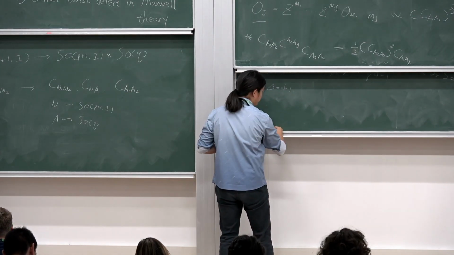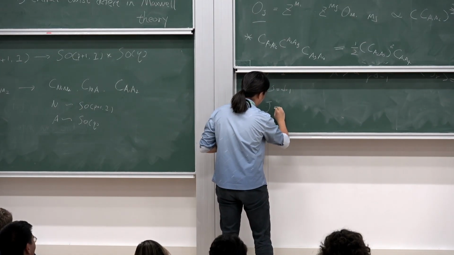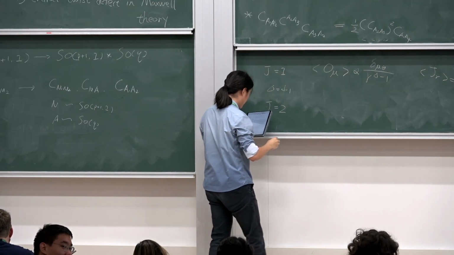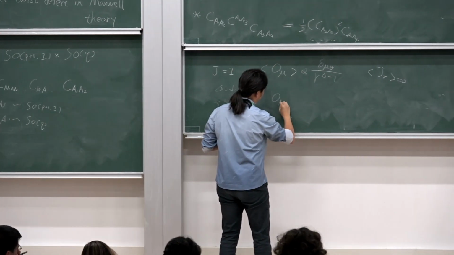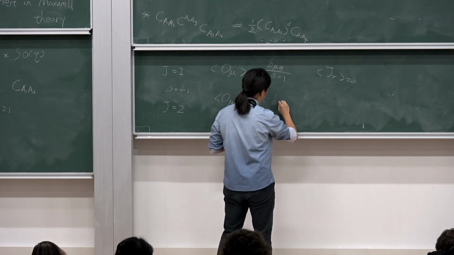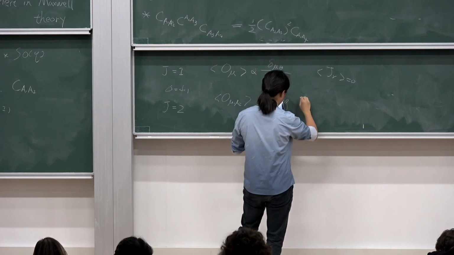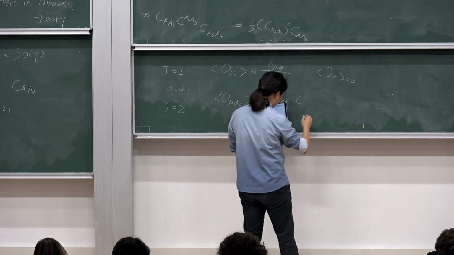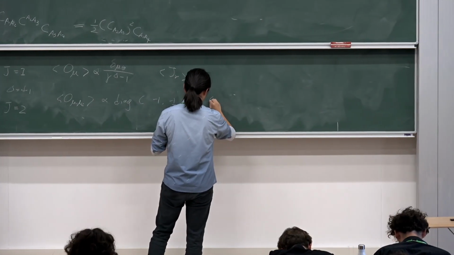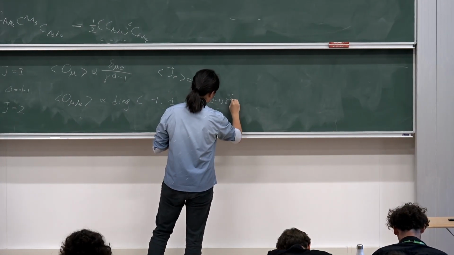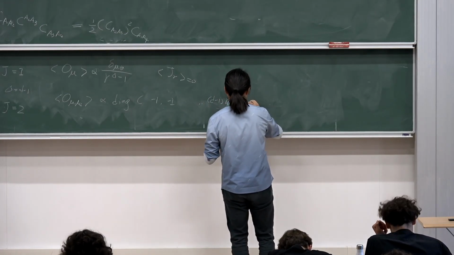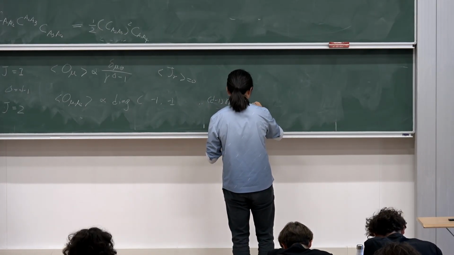Now for j equal to 2, which we are also going to discuss, you can do a similar thing. And the result is such that this spin 2 operator has to be a diagonal matrix. And again, it is fixed up to one single overall constant.